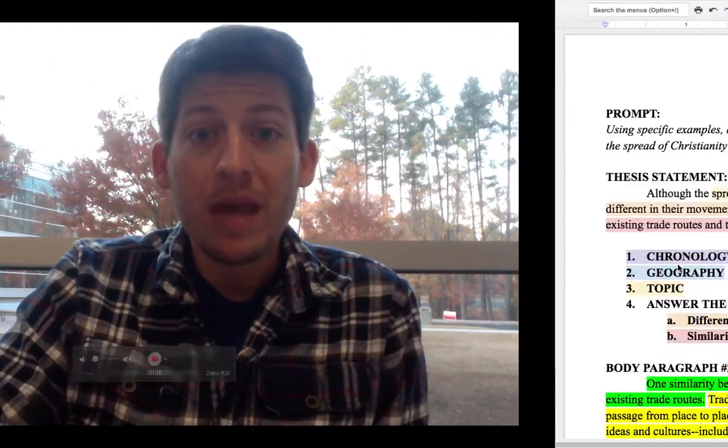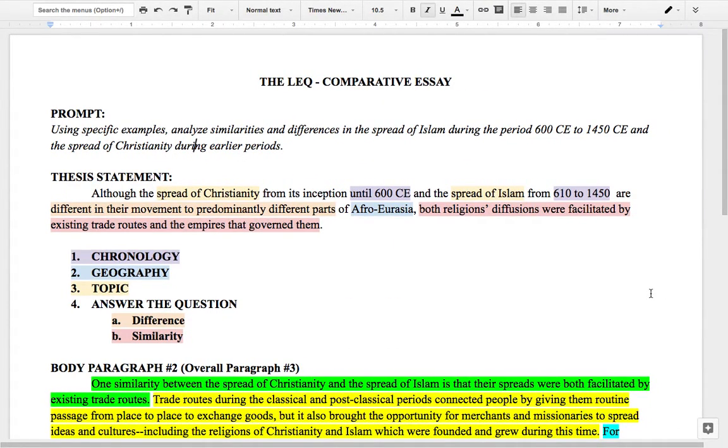Let's take a look at the example that we have. So the last comparative essay that we looked at, or long essay question that we looked at, was a comparative essay, and that is the same for your essay this weekend. The prompt says to, using specific examples, analyze similarities and differences in the spread of Islam during the period 600 to 1450 and the spread of Christianity during early periods. Now, if you develop a solid thesis statement, it might look something like this.